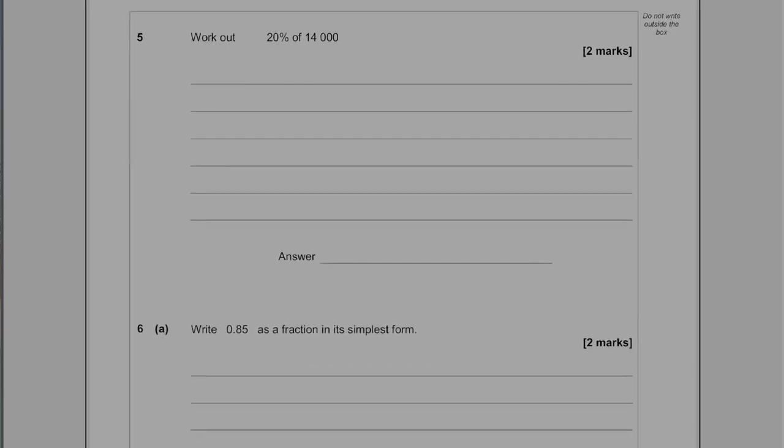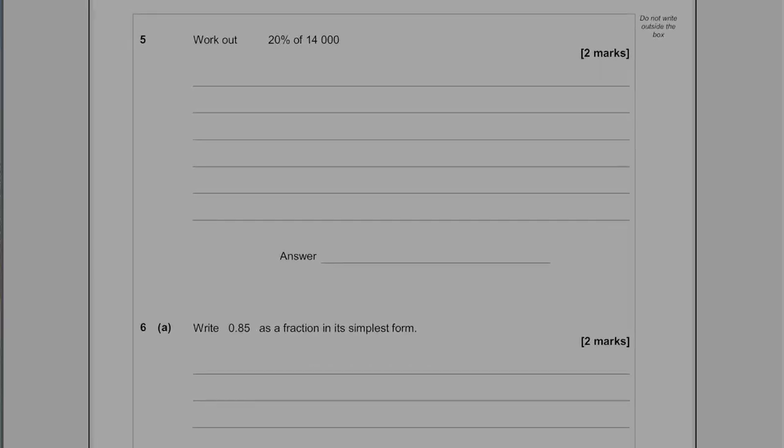Right, question 5. Work out 20% of 14,000. On a non-calculator paper, I would tend to follow this method. I would say that 100% of the number is 14,000. So 10% of the number is going to be, adjusting the place value, 1,400. So 20% is going to be double that, so 2,800.